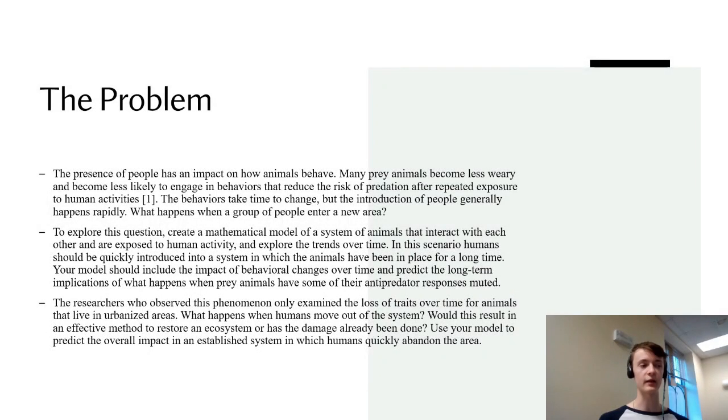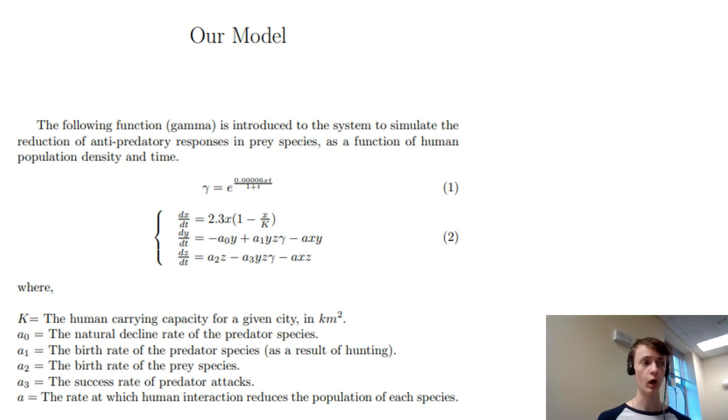For our problem, we were asked to model the reduction of anti-predatory responses of a prey species by interaction with a human population and its effect on the prey-predator system over time. Our model is a system of three nonlinear first-order ordinary differential equations. It is used to simulate the reduction of anti-predatory responses in the prey species.